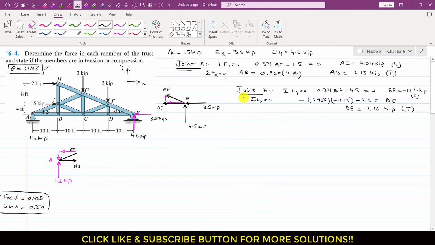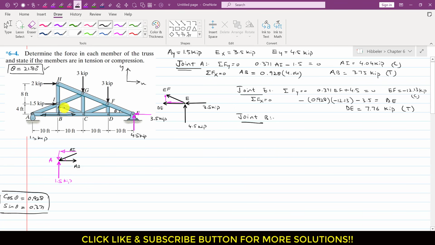And since DE is acting away from this joint E, this means that this is the tension force. Now after this, if we consider joint B, right? So joint B, if we consider the free body diagram of the forces at joint B, we will have the AB force. AB force is tension force, so we will have AB force which will be acting in this direction, and similarly if we assume that BC force is acting in this direction, and let's say that BI force is acting in this direction, that is vertically upward, right?